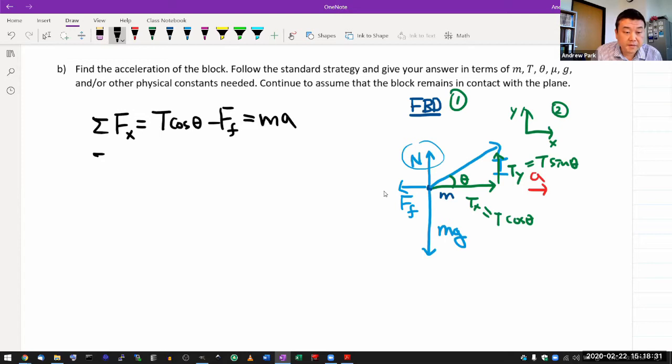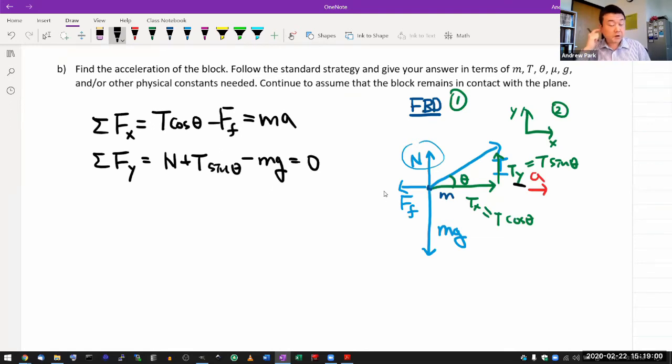And I have the net force in the y direction is equal to normal force plus the y component of tension force, Ty or T sine theta, minus mg. And since it's not accelerating in the vertical direction, that's equal to 0. All right, so I have 2 equations.